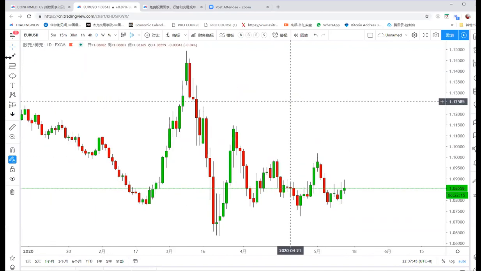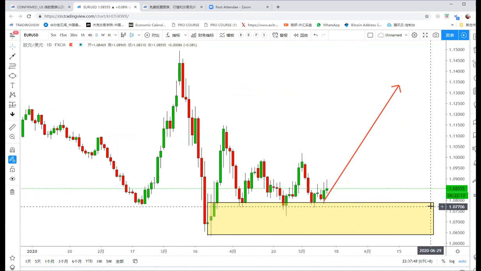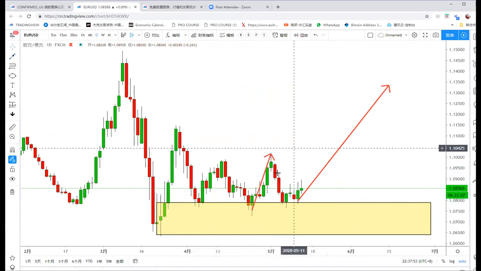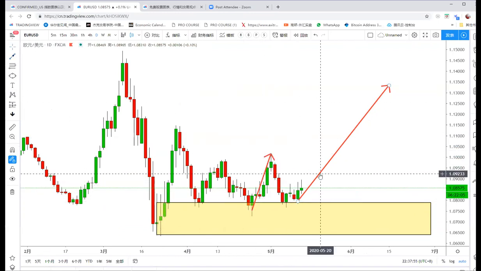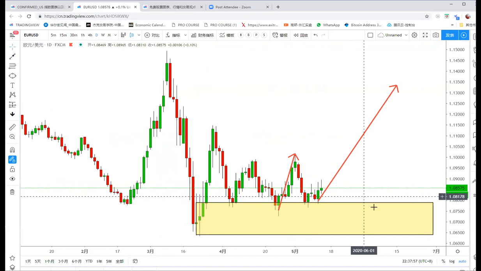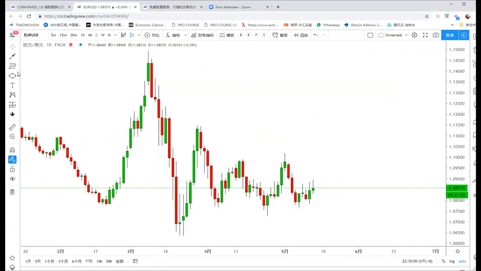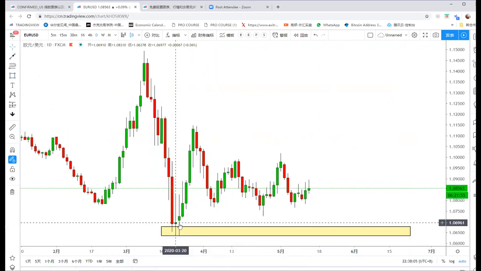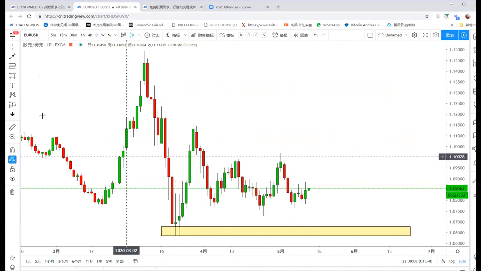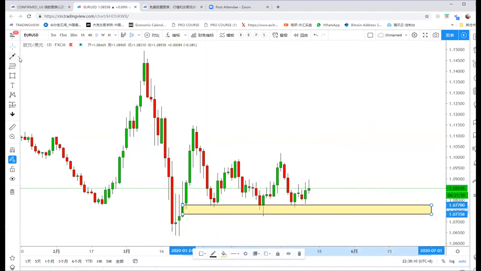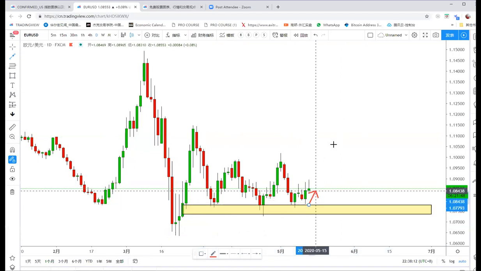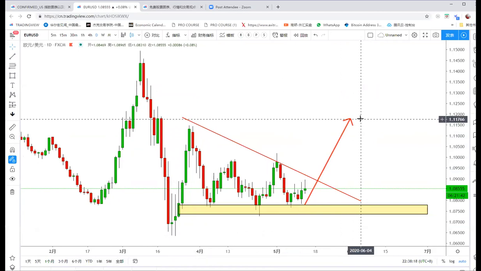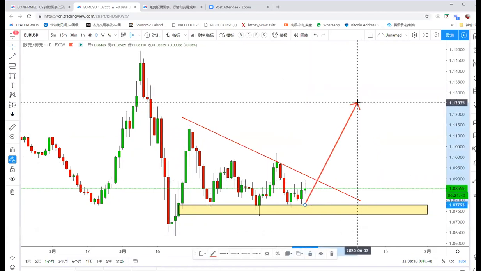Euro dollar finds some support from 1.07. I think last week some students here bought from here, correct? Made some money. Now you can buy it again because the euro dollar is sideways anyway, and the downside risk is limited. So you just put your stop loss below 1.07, making use of this structure to buy. I think the euro may break the triangle here, and after the triangle is broken, it may have another rally to 1.12.